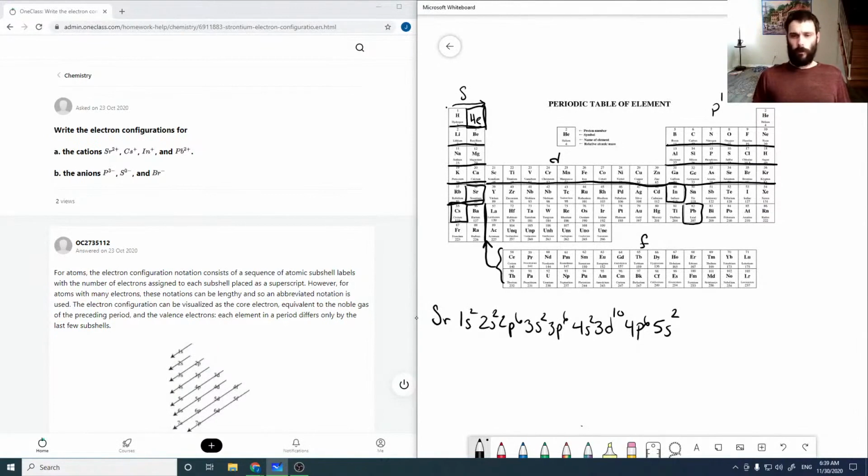Now if we want 2+, well, we just remove 2 electrons. And we always remove the outer shell ones, so then that's our strontium 2+.